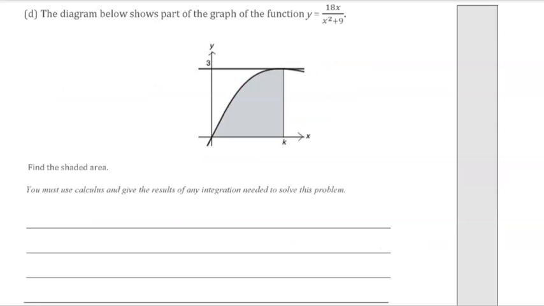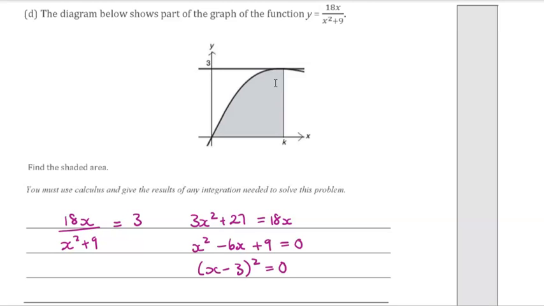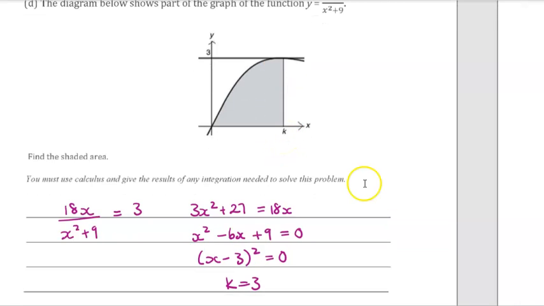Part D, we're finding this shaded area just here, which means that we need to know when these two things intersect. So set the equation equal to 3, so we can work out what that value is of k that we're going up to. If we solve that through, we end up with this quadratic, which factorizes to (x minus 3) squared equals 0. So k must be 3. This is the solution from here. So x equals 3, therefore the x value at this point of intersection is 3, so k is 3.